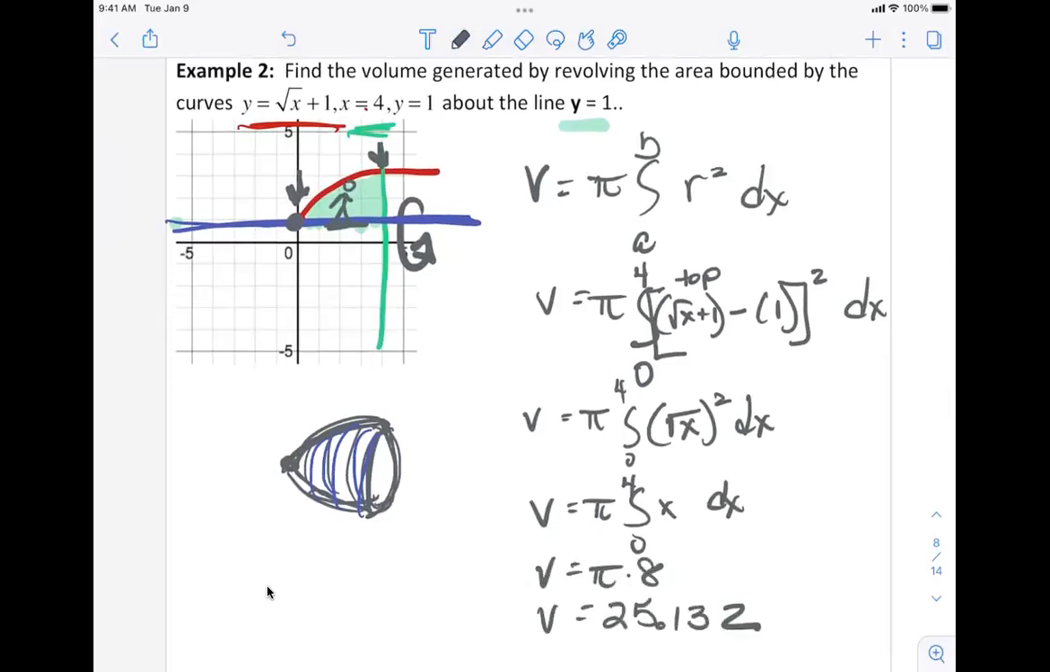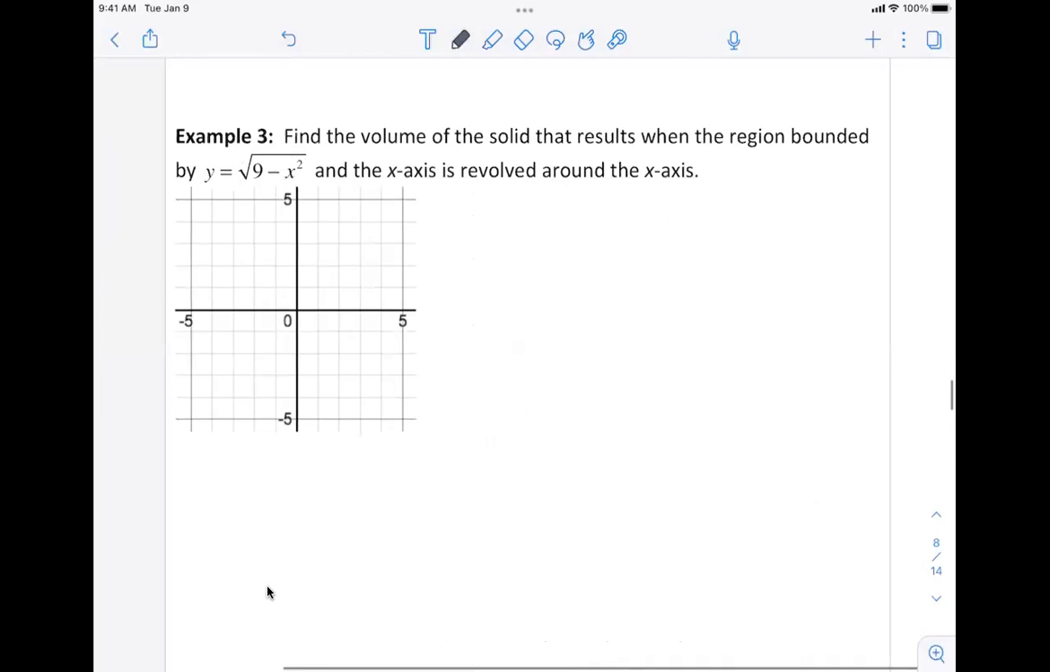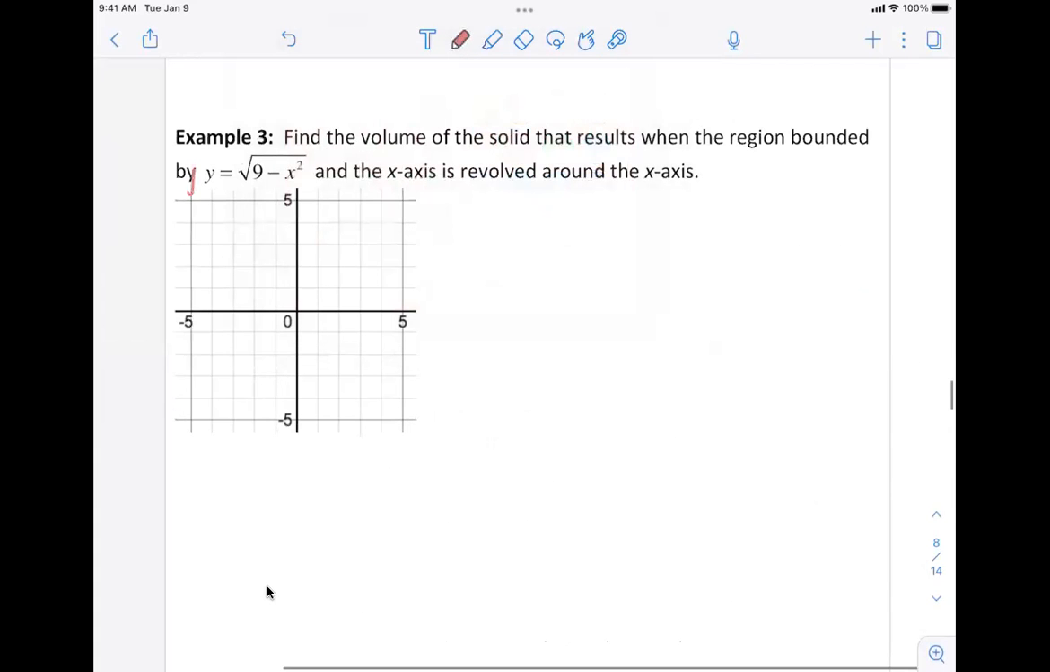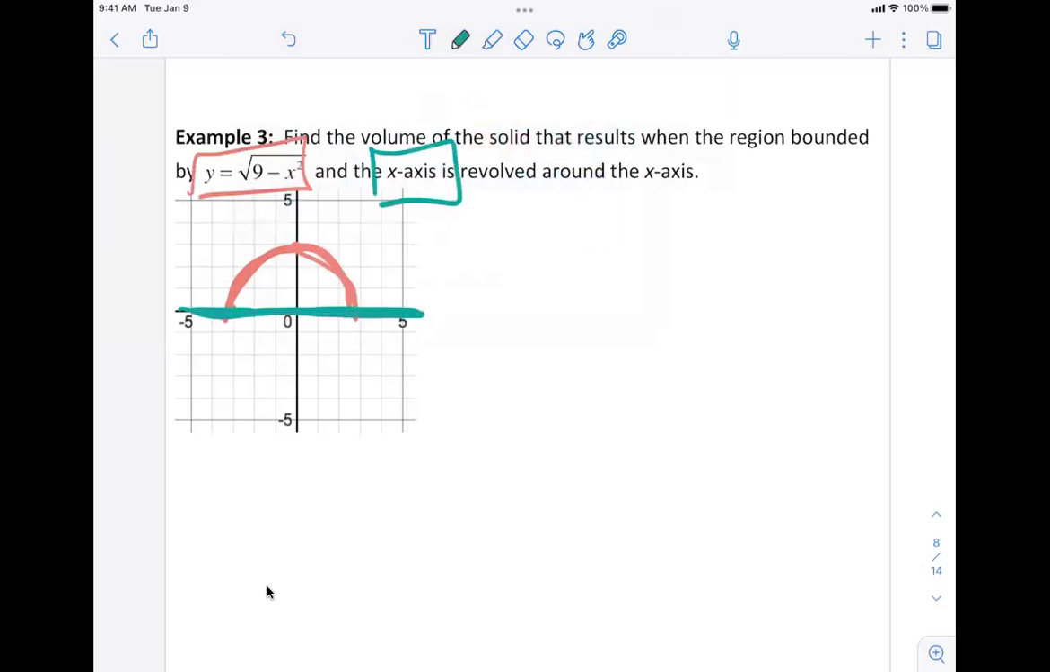All right, I think I have one more example for you, and that's it. Yep, example 3. Find the volume of the solid that results from the region bounded by the square root of 9 minus x squared and the x-axis, revolved around the x-axis. So if you don't know what the curve is, that's okay. You're just going to use your graphing calculator or your iPad to help out. I've done this problem enough times. I know it's a semicircle with a radius of 3. So a lovely semicircle, not that lemon shape or football shape we had before. And then the x-axis is down here, and it is revolved around the x-axis.